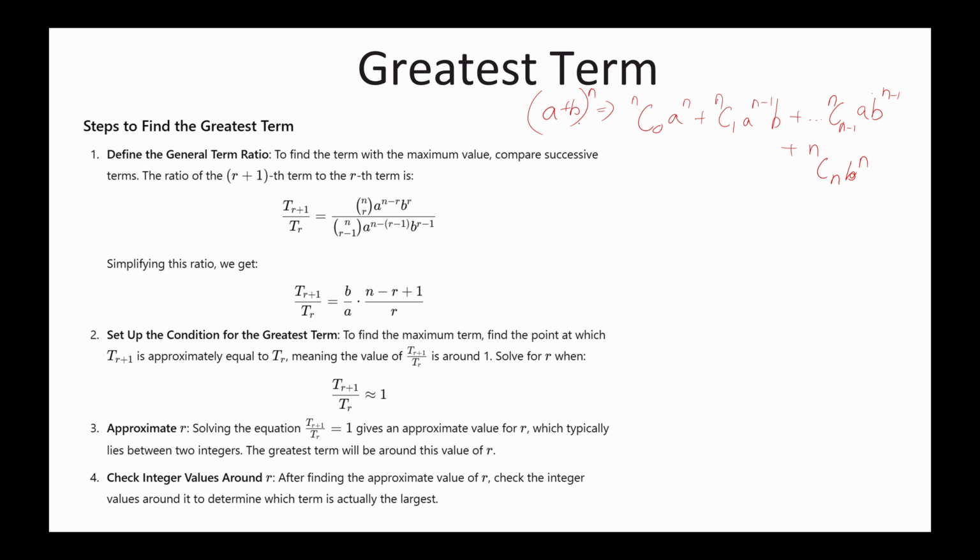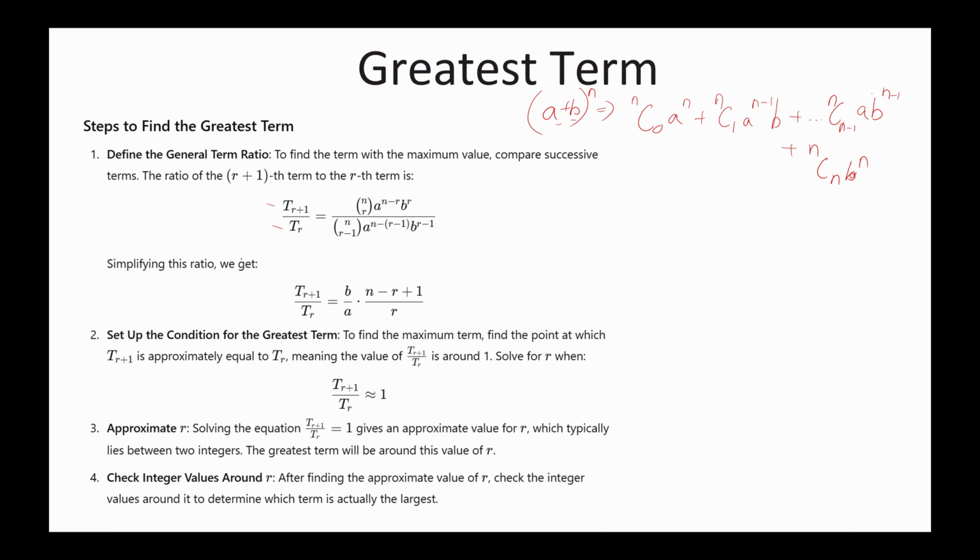Now depending on the values of b and a, of course you can find out which is going to be the greatest term in this entire equation. So there is a formula for finding it out. What we do is we find out the rth term and the r minus 1th term basically. Once we've done that, we try to find out its ratio.